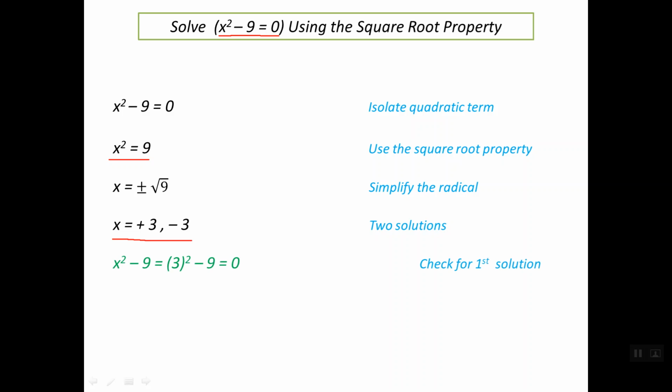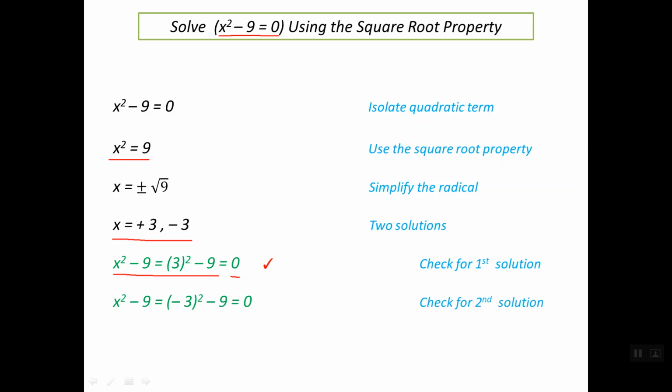Now we can check the first solution, which is x equal to positive 3. So x squared minus 9 is equal to 3 squared minus 9, and 3 squared is 9, and 9 minus 9 is 0. So it's the same as the original quadratic equation. So our first solution is correct.